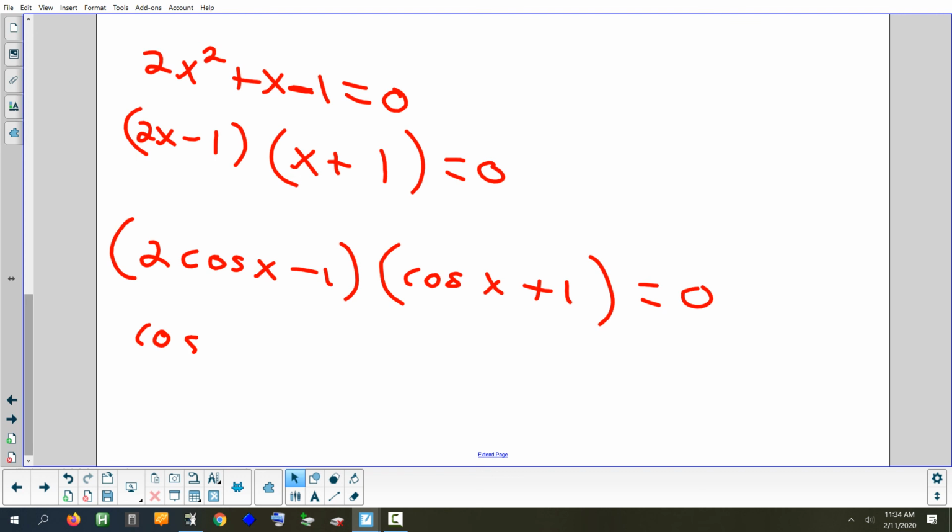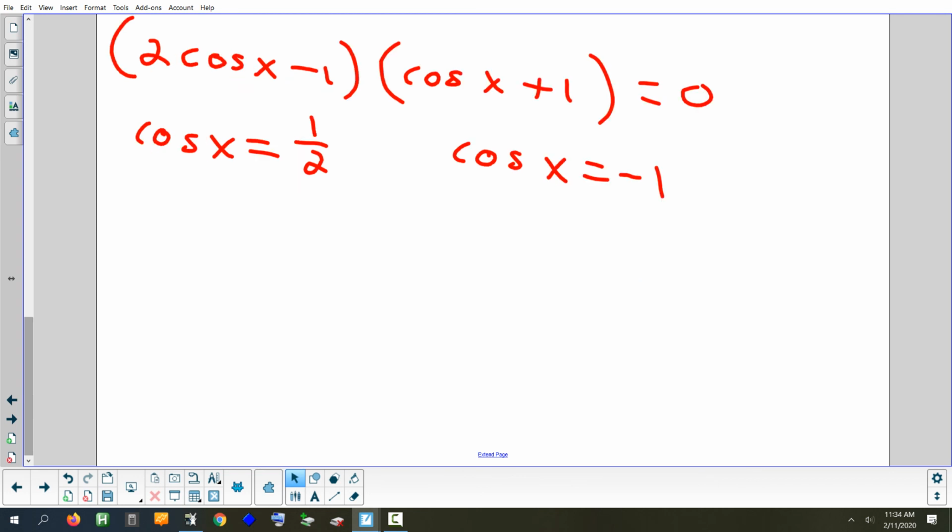Okay. So here, what would cosine x equal if you had set this factor equal to 0 and got the cosine by itself? 1/2. And let's do this one. Cosine x equals -1. Okay, what do we have to do on both of them? Take the inverse cosine.